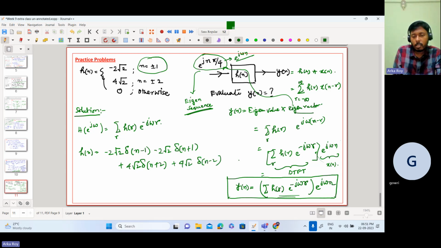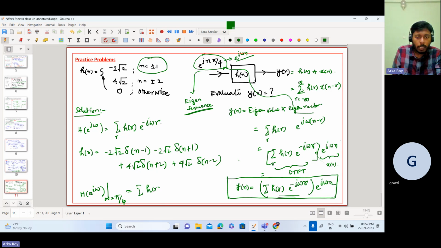So this component is residing at the right-hand side, and this component, 4 delta n minus 2, is residing at the negative side in the sample space. Given this representation, let me find out the corresponding DTFT representation. H of e to the power j omega, and omega has been given as pi by 4.